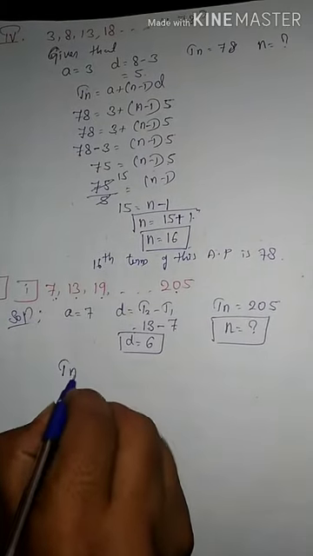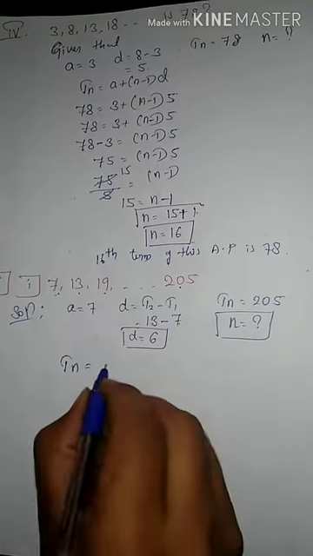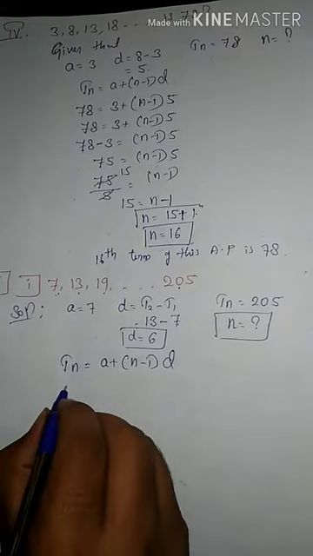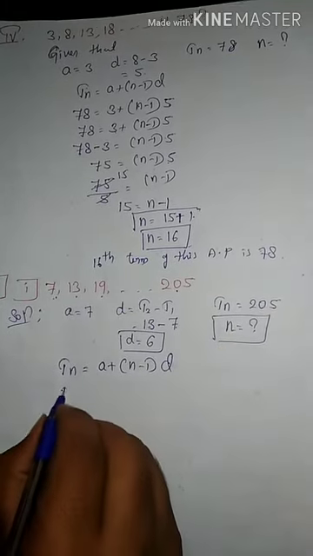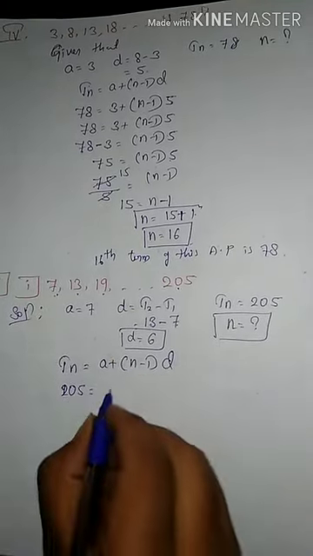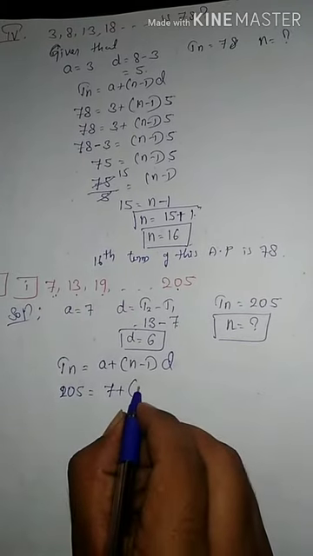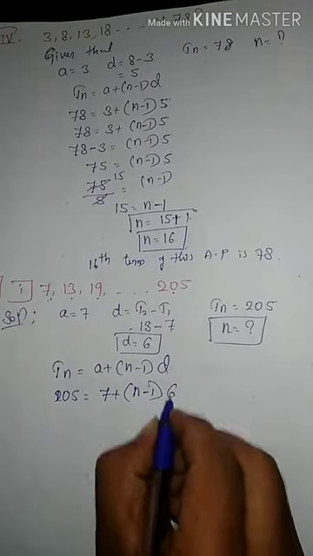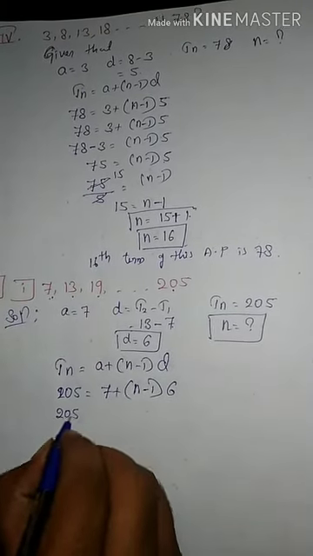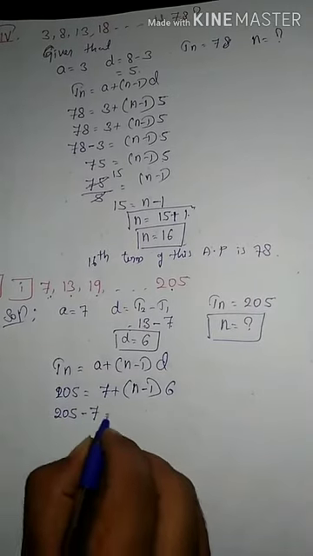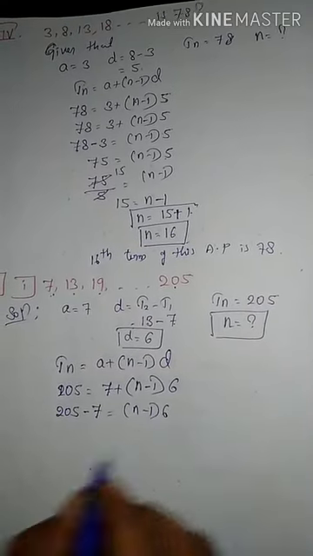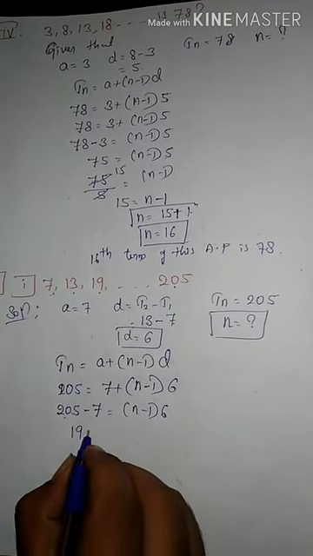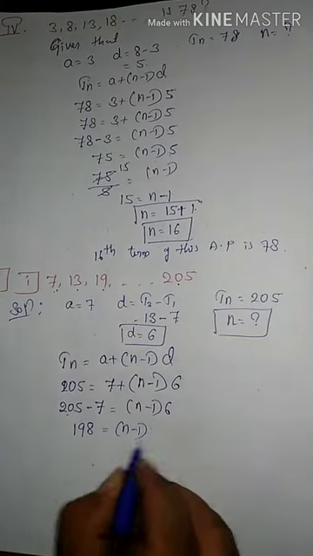So Tn is equal to A plus (n minus 1) into D. So Tn is given as 205, A is also given as 7, plus n, we don't know n, we need to find the value of n, and D is given as 6. 205, this 7 moves to the left-hand side and becomes minus 7, is equal to (n minus 1) into 6. 205 minus 7 is 198, is equal to (n minus 1) into 6.